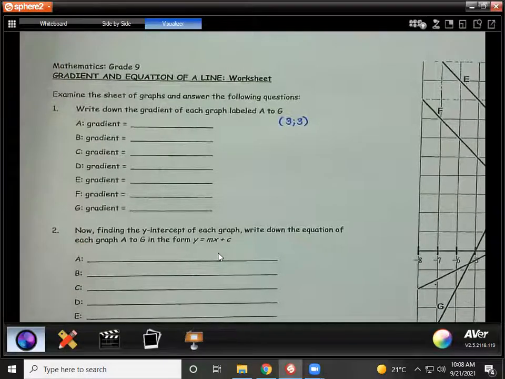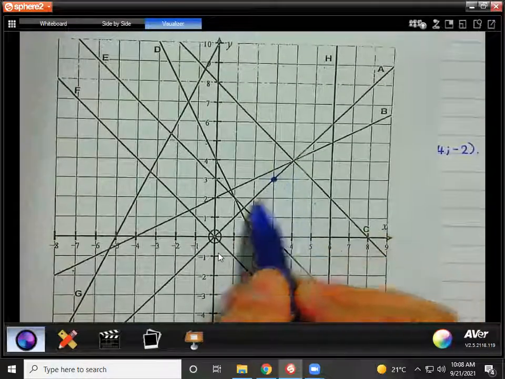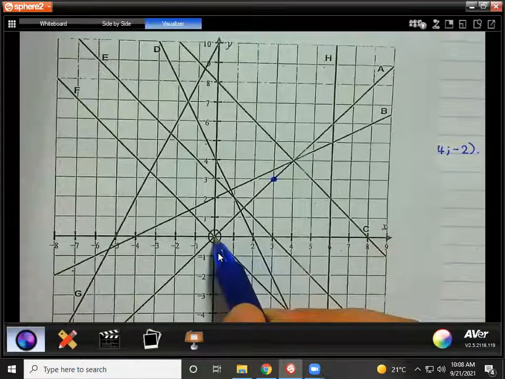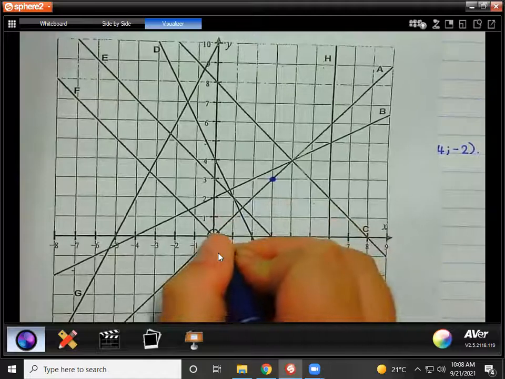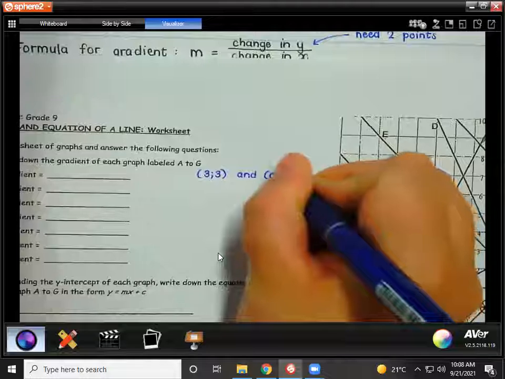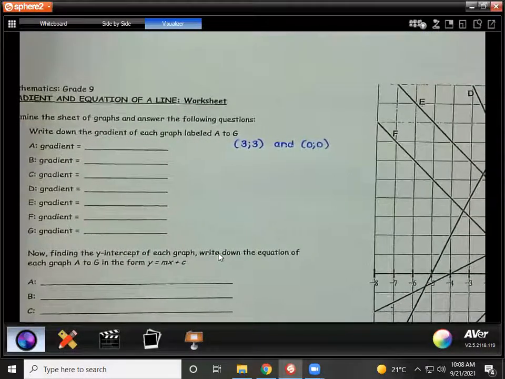But to find the gradient, we need another point. So let's go to the line and find another point anywhere on this line, guys. Oh, this is interesting. This line actually goes through the origin as well, right? What are the coordinates of the origin always? 0, 0. So we can work with 0, 0. So let's say 3, 3 and 0, 0. Those are 2 points. Again, guys, you could have chosen different points, right? It doesn't actually matter which 2 points you choose. It will give you the same gradient because we're finding the gradient of line A. So we can work with any 2 points on line A.